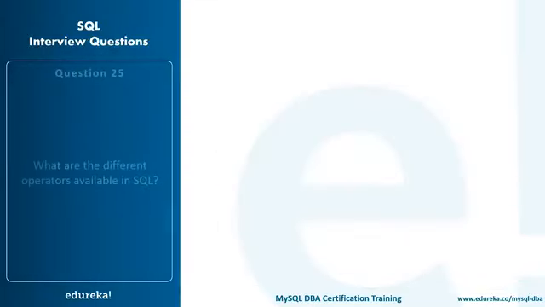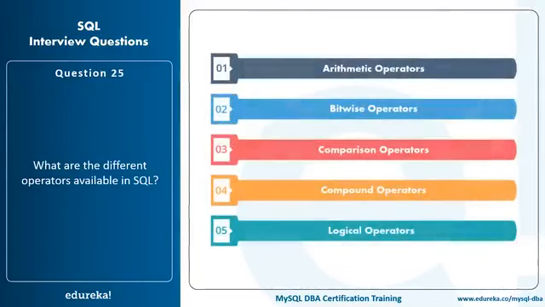Now let's move forward to our next question, that is, what are the different types of operators available in SQL? There are mainly 5 types of operators available in SQL. That is the arithmetic, bitwise, comparison, compound, and the logical operators. So guys, these are the main 5 types of operators available in SQL.